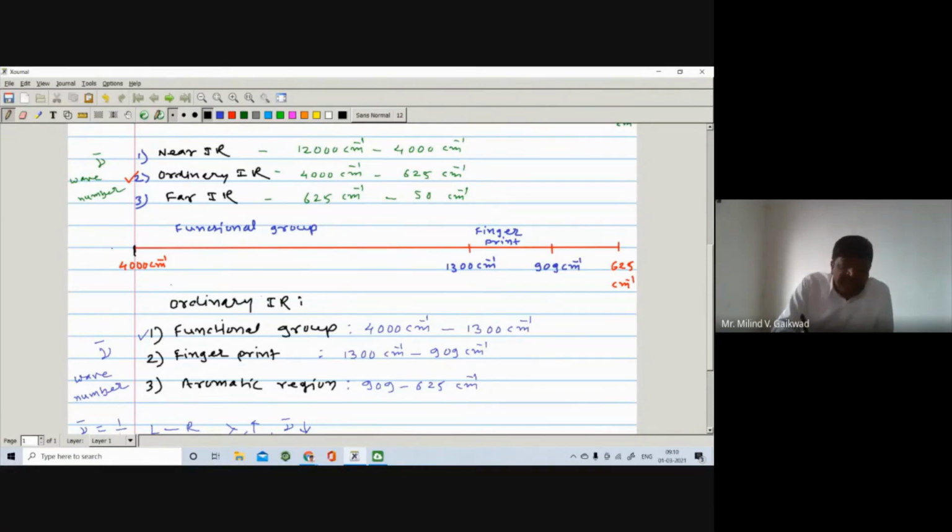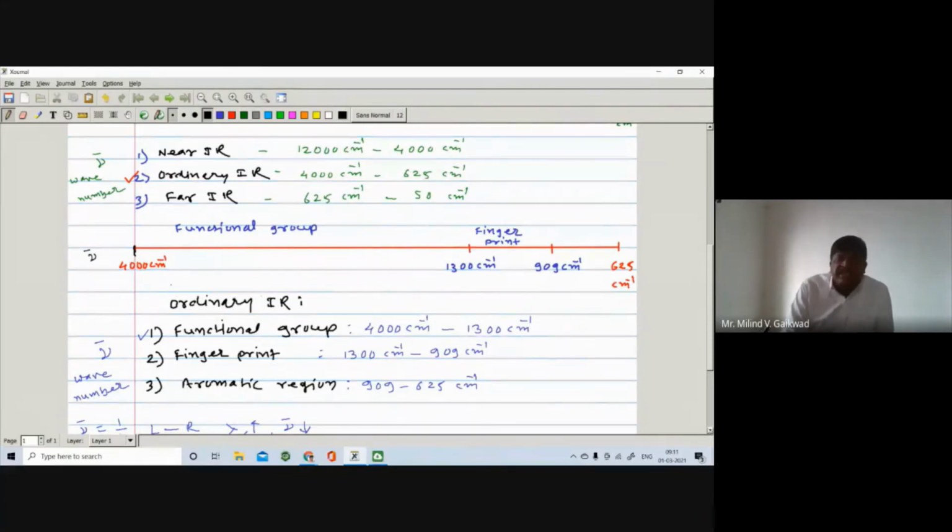Here is the left side, so here is the wave number. Generally it will appear at the left side, meaning at a higher energy, and bending vibrations generally appear at the right side. The functional group region gives the information about the functional group. Here we have a long list of functional groups, and they appear between 4000 and 1300 centimeter inverse.